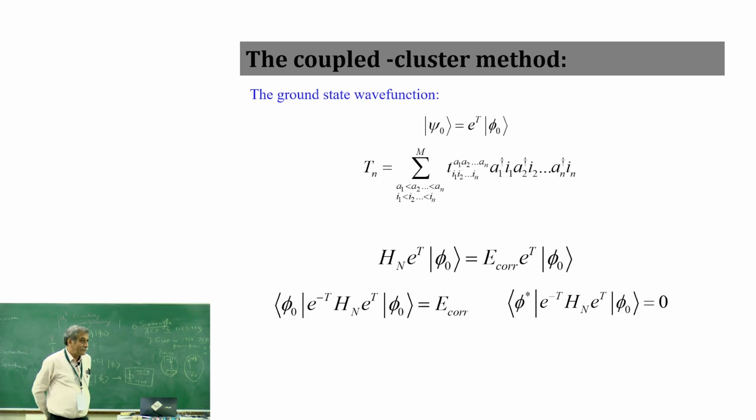Maybe a naive question. So when CCSD already has T2 squared, T1 T2, and so on and so forth, why do we need to go to CCSDT? Okay, that's a good question.